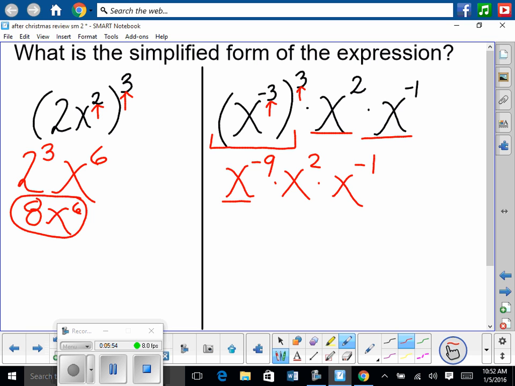So then from there, we're multiplying the same base, so we add our exponents. -9 plus 2. -7. -7 plus -1. -8. So x to the -8. Is this answer acceptable? No. What will we do?